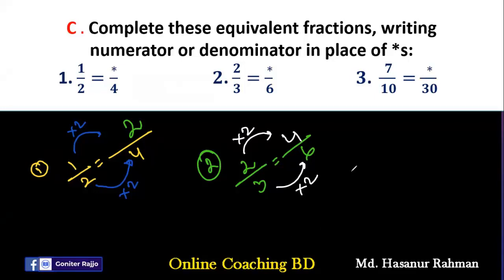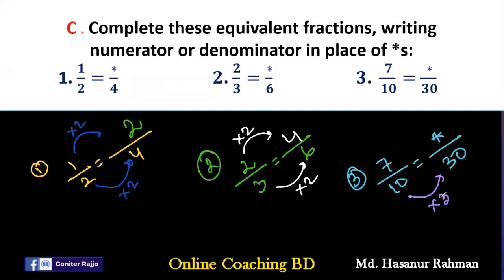Number 3 says 7 by 10 equals star divided by 30. Try to find the relation between 10 and 30. Very simple. 10 to 30: if we multiply this 10 by 3, it will be 30. If we multiply this denominator by 3, then we have to multiply this numerator by 3 also. 7 threes are 21. So our final answer will be 21 by 30. So 7 by 10 and 21 by 30 are both equivalent fractions.